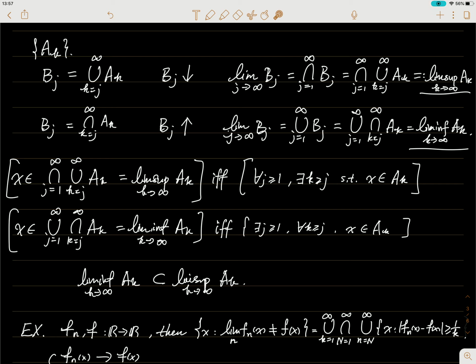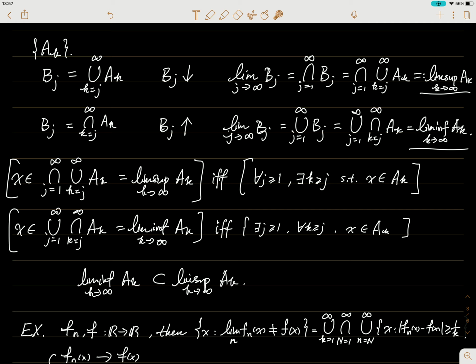Okay, so this seems to be even stronger than this one. So this one is even stronger because the x will be inside every A_k starting from some k. Okay, starting from that k.